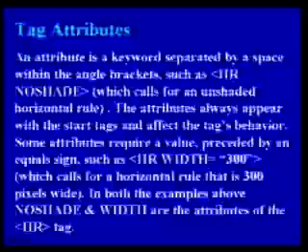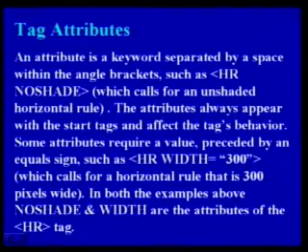Now what is a tag attribute? An attribute is a keyword separated by a space within the angle brackets, like HR. HR is a horizontal rule tag. Noshade is an attribute added to it which calls for an unshaded horizontal rule. The attributes always appear with the start tags and affect the tag's behavior. An attribute cannot be used with the closing tag. It has to be used with the start tag.